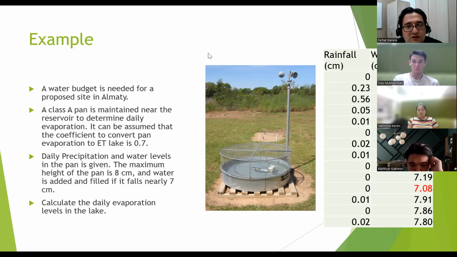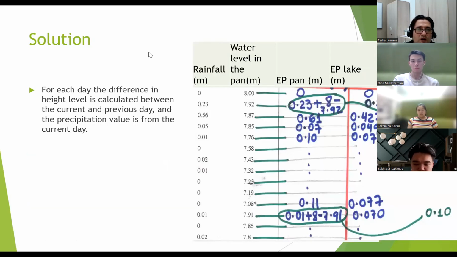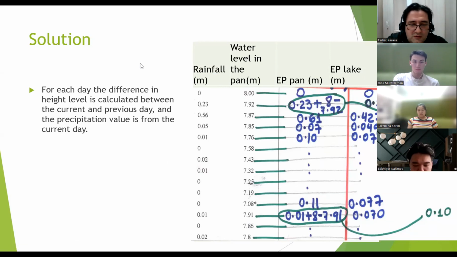And now the question is that I want you to calculate the daily evaporation in the lake. Okay, so this is the problem, and let's try to look at how to solve it. You are supposed to follow some steps to make the calculations. Actually, these are basic arithmetics, guys, for mass balance. So basically, we are doing mass balance calculations, and this data is given as rainfall amount, and this data is given for water level in the pan.